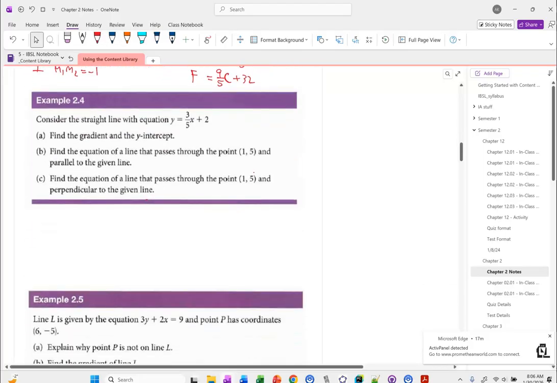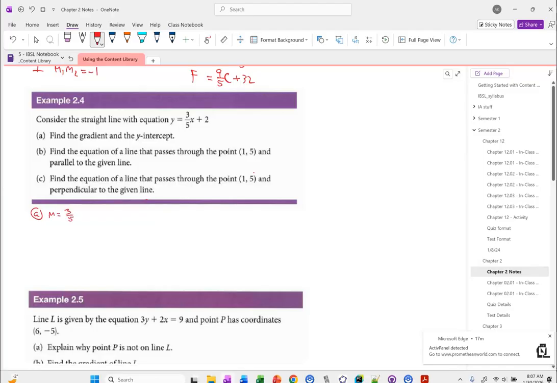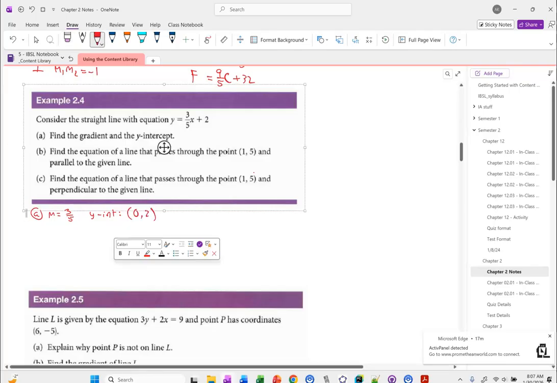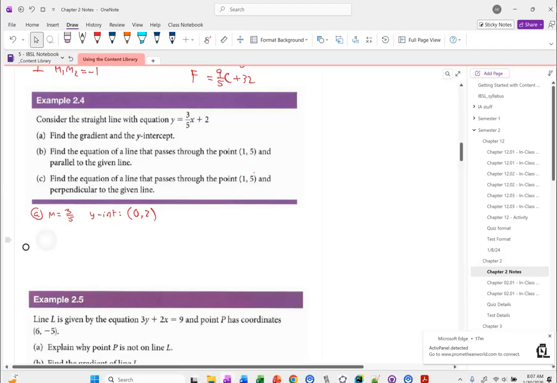All right. Consider the straight line with the equation y equals 3/5 x plus 2. Find the slope and y-intercept. What is the slope? What is the y-intercept? 2. I usually like to write it as an ordered pair, since the y-intercept is a point. I don't think the IB would be picky enough to mark it down if you wrote it as 2, if they didn't give you specific instructions to write it as a point.